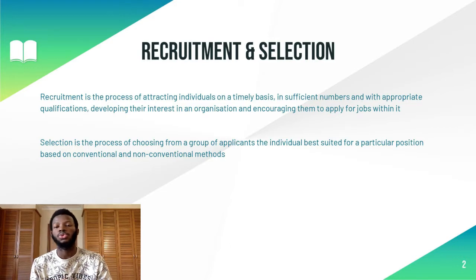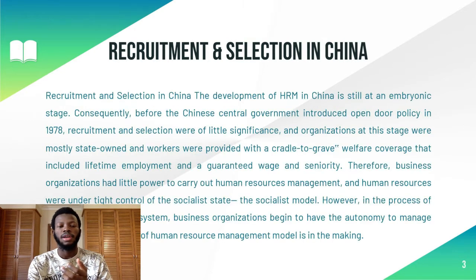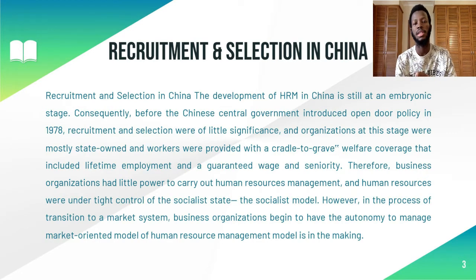Since we've understood what recruitment and selection is, let's try to understand it first from the Chinese environment. From a bit of research that I did, recruitment and selection in China per se is still in an embryonic stage. Of course, they have evolved over some time, but before the Chinese central government introduced the open door policy, I think around 1978, recruitment and selection were of little significance. Organizations at this stage were mostly state-owned, and workers were provided with what we call a credit to grave welfare coverage that included lifetime employment, guaranteed wage and seniority.